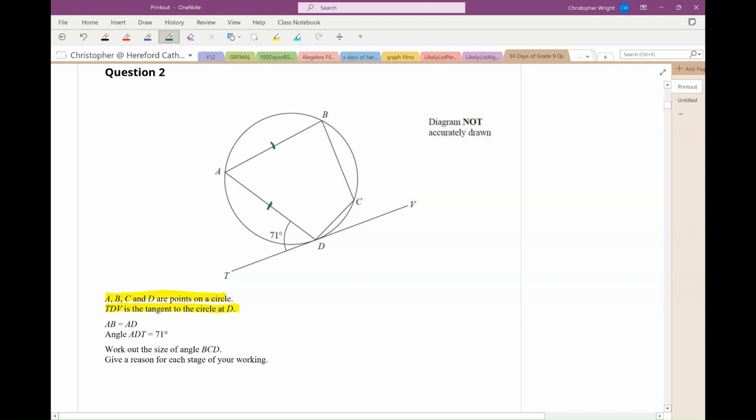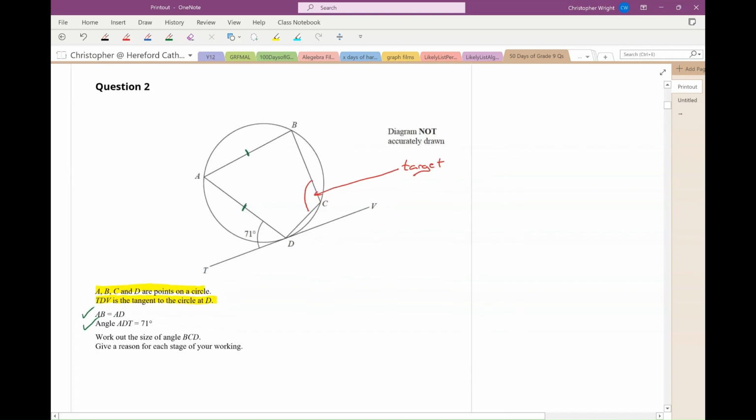Angle ADT is 71. Yes, that's marked. Work out the size of angle BCD. Right, this angle BCD, that is my target angle there. Okay. Give a reason for each stage of your working.